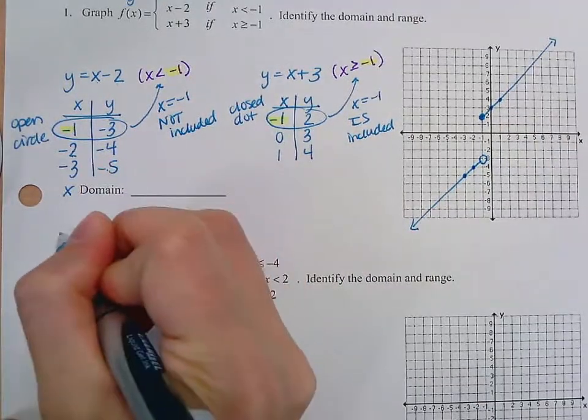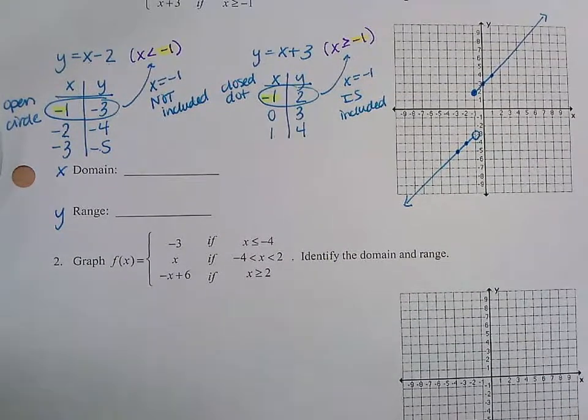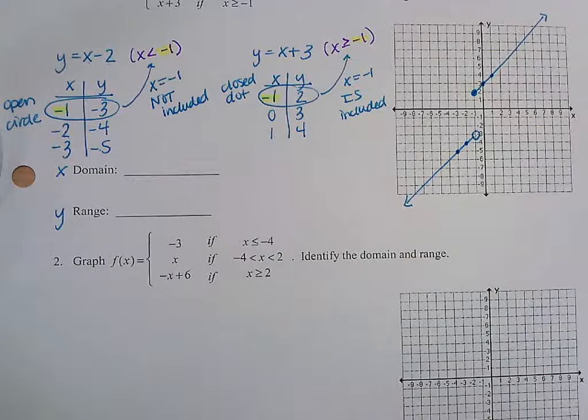Domain is your x values, range is your y values. So for domain, again, if you're having trouble finding these, because domain and range, it's not the same for every single one. So as you're doing the practice, if you have questions, you have trouble finding domain and range, please ask for help. But here's how I'm going to explain it.